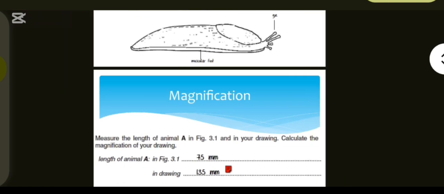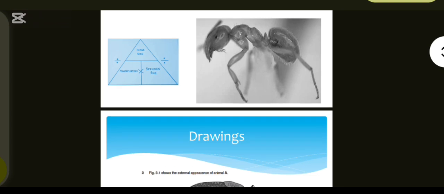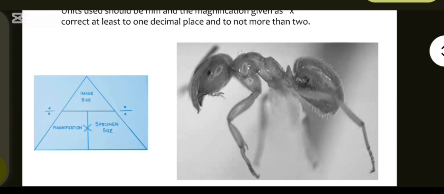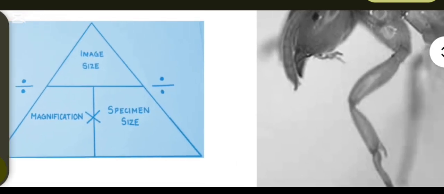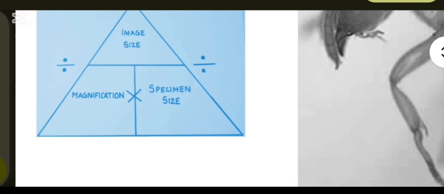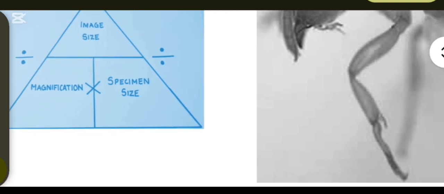If we go on and talk about magnification, which is the most appearing question in exams, to calculate the magnification, we're going to follow this particular pyramid for the magnification, which has image size upon magnification and actual size.